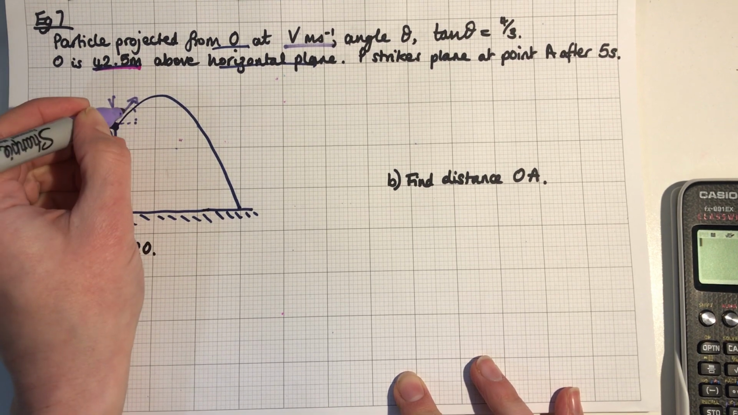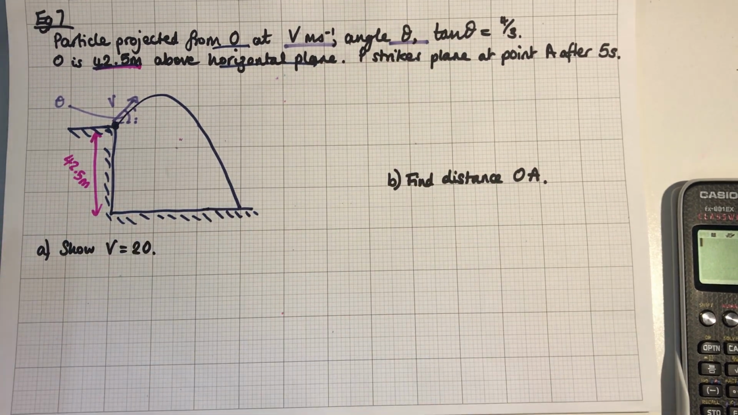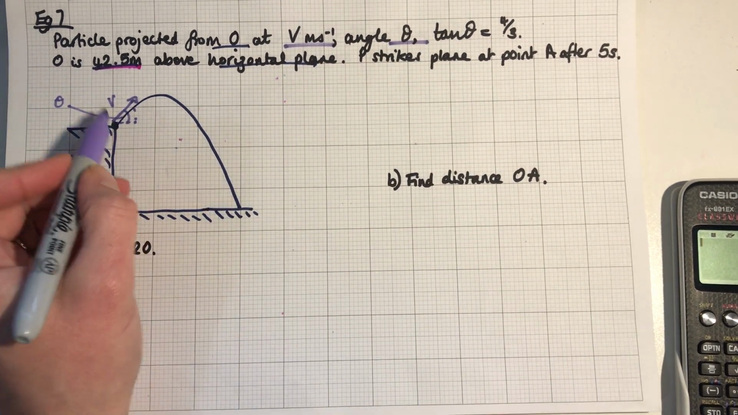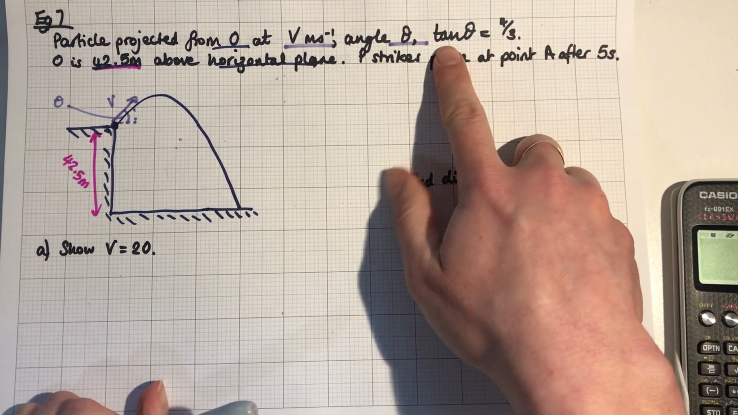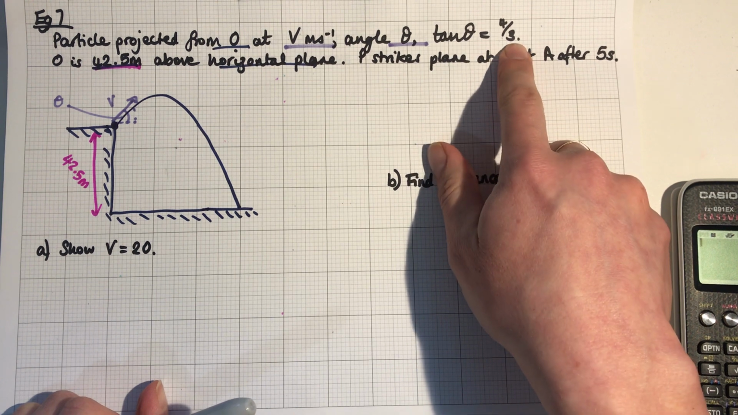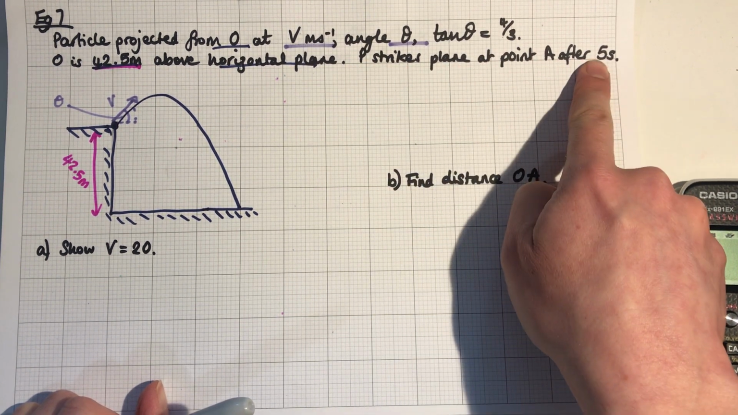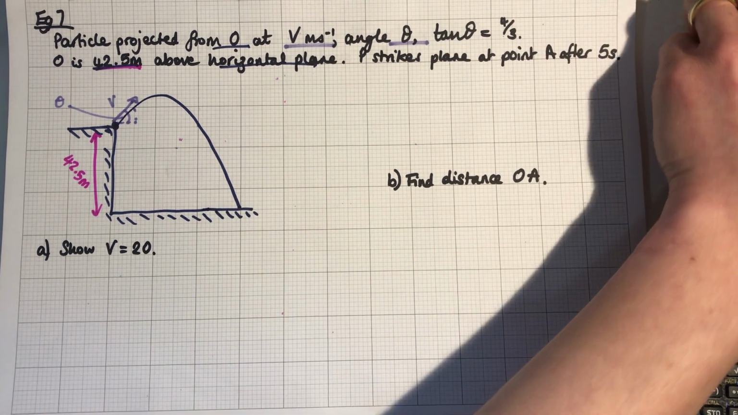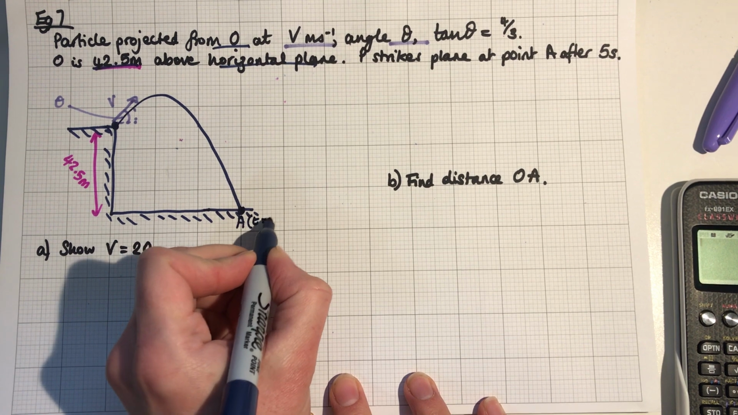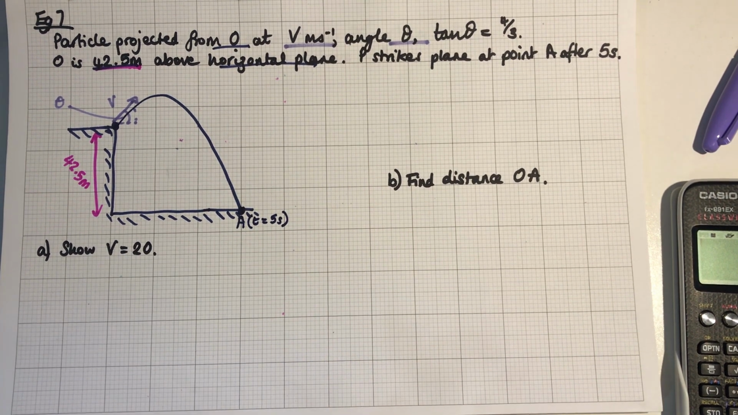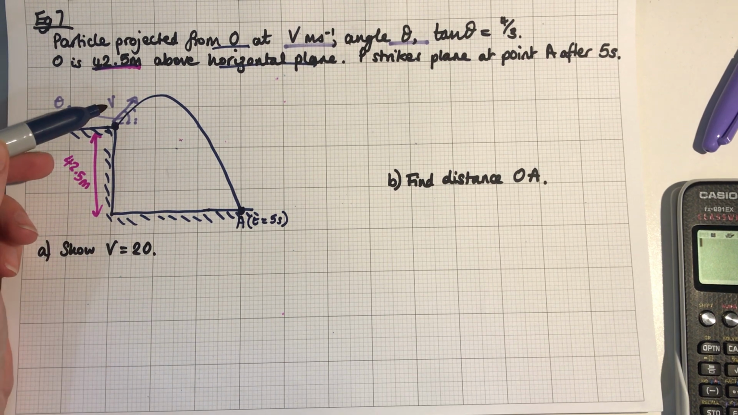So if we mark that angle in there, not alpha, theta even, get your letters right. So the angle is theta, and we are told what theta is, but in a roundabout way. We're told that tan theta is 4/3. We're also told that the particle P strikes the plane at the point A after 5 seconds. So the time of flight there is 5 seconds. Let's make a note of that. So first of all, we've got to show that this initial velocity v is 20.